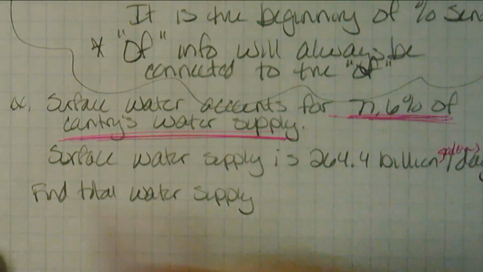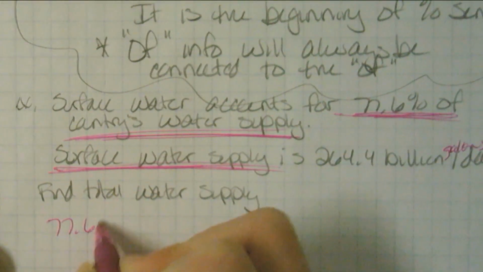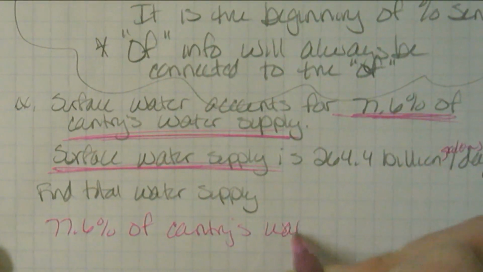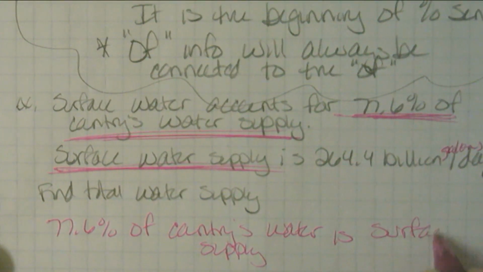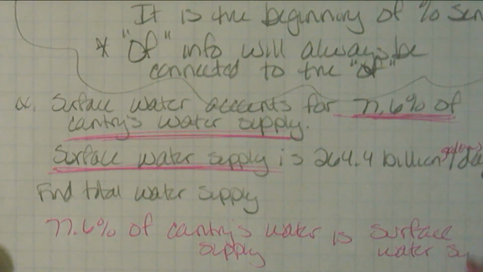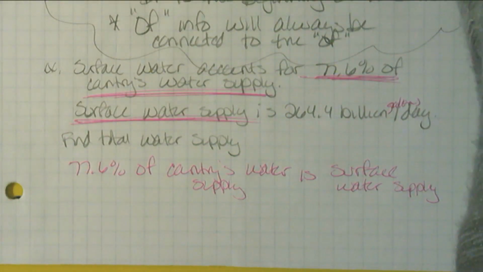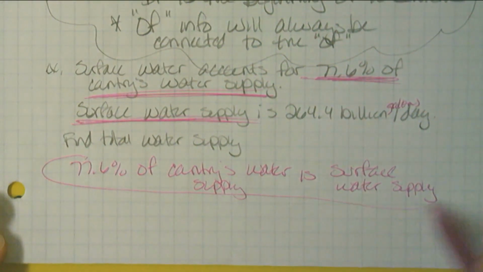Ashton? Surface water supply. So if I write this out, 77.6% of the country's water supply is surface water supply. That is the sentence I want to see. All of you stop calculating. Make sure you've written that down. You don't see any other numbers in there other than your percentage. That's what I want to see. So please make sure you have that sentence. That is required.